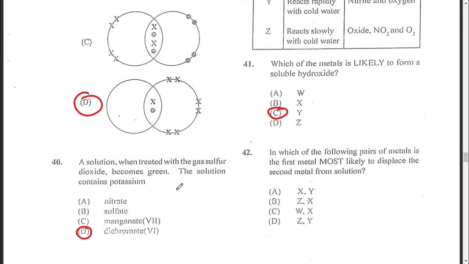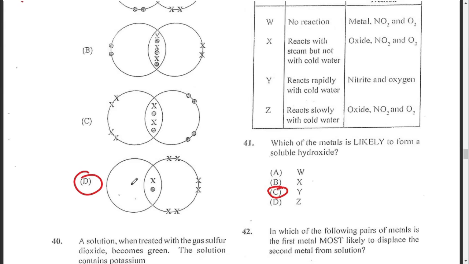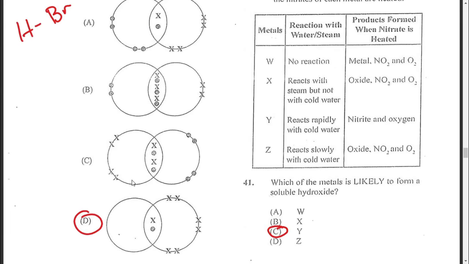42. In which of the following pairs of metals is the first metal most likely to displace the second metal from the solution? So let us identify the metals, what we think they are. W would be something that is below hydrogen, so this may be silver or copper. X is somewhere in the middle, so that could be aluminum, iron, or zinc. Y, potassium or sodium, and Z is magnesium and calcium.